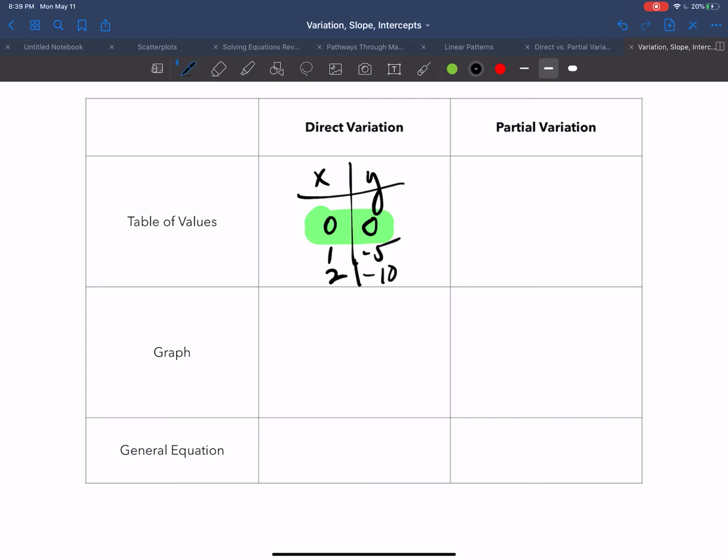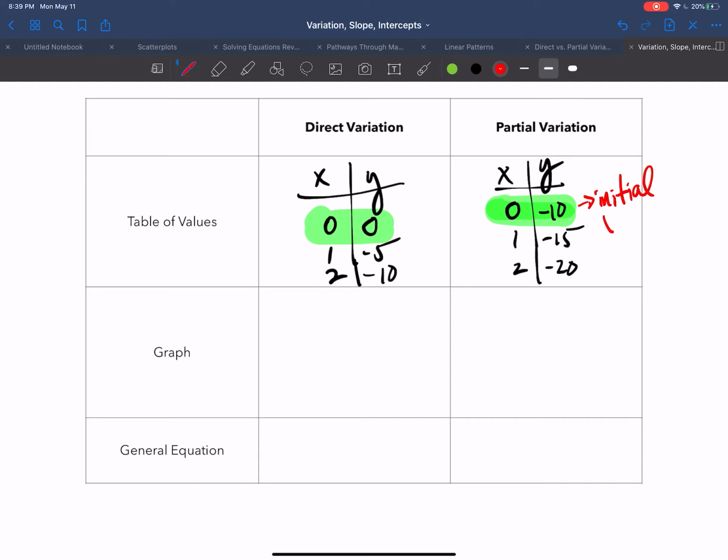If you have partial variation, then it'll be 0, anything else. It doesn't matter what it is. It could be 0, -10, it could be 0, 5. As long as it's 0, something, then it's partial variation. You have an initial value. So if there's an initial value, that means it's partial variation.